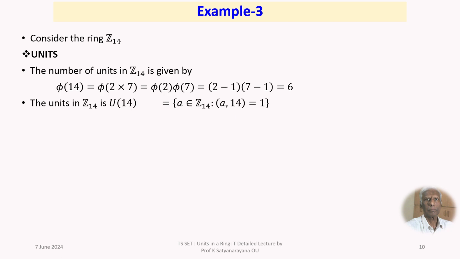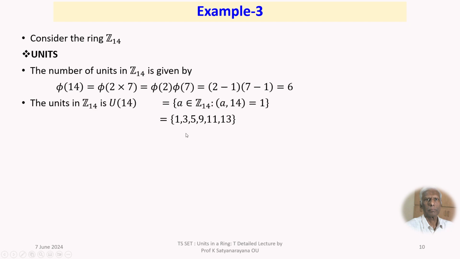Like that. 5 comma 14? Yes. 7 comma 14? Yes. 9 comma 14? Yes. 11 comma 14? Yes. 13 comma 14? Yes. So these are the 6 elements. So 1, 2, 3, 4, 5, 6 elements.